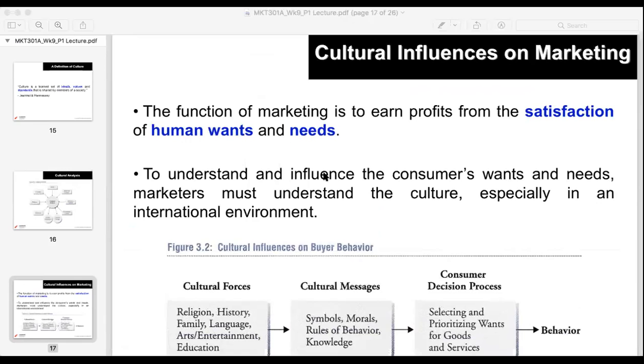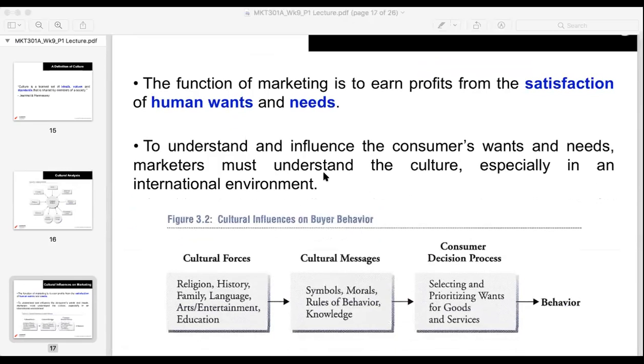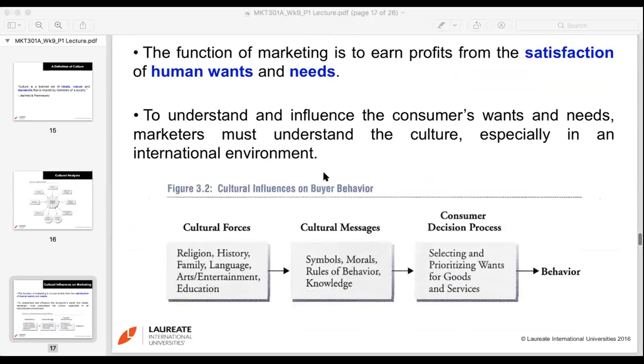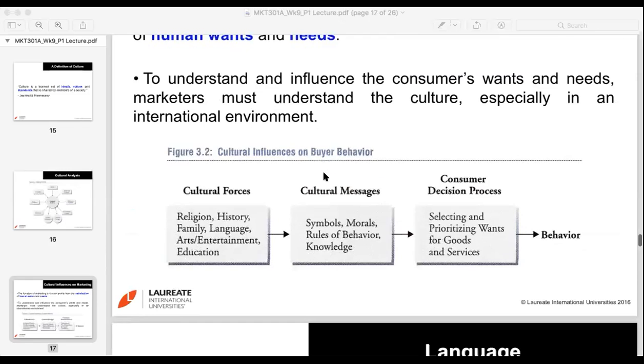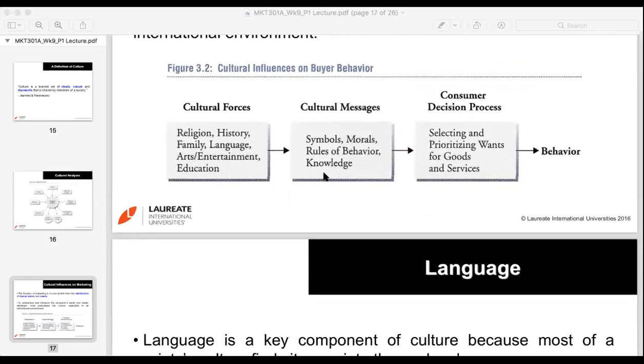You may recall your topics in your E1 subjects, and that basically affects the cultural forces, basically affects how consumers make their decisions. Okay, so the values that the customer adopts, for instance, influence the customer's selection of certain products, goods and services, and definitely the culture has cultural messages such as symbols, morals, and sets of rules or behavior.